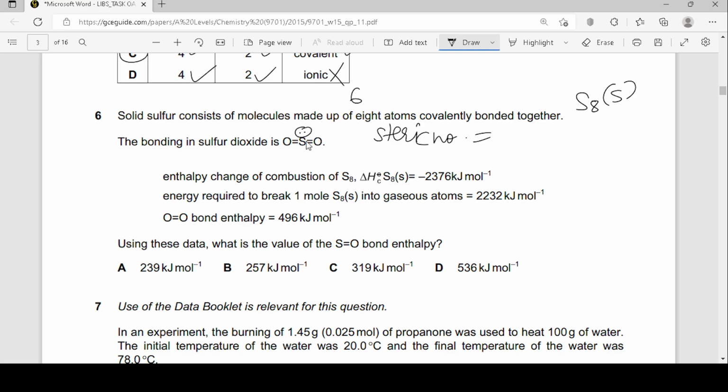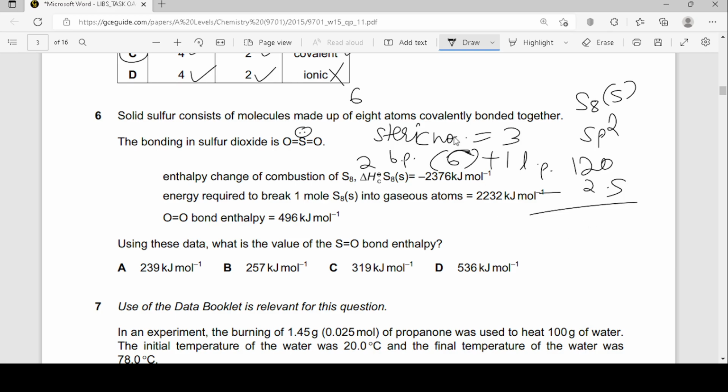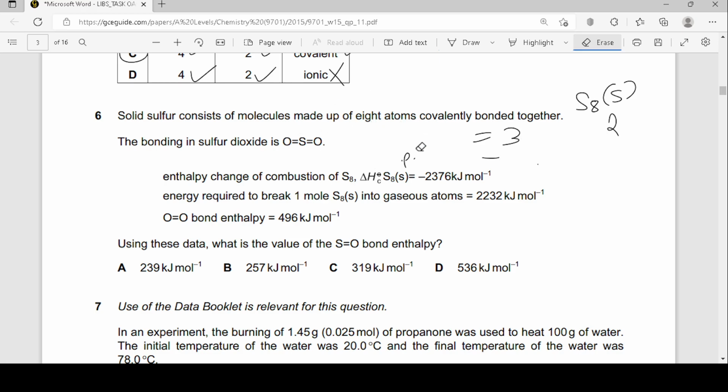So it has two bond pairs that are sigma. You do not count pi bonds when you're calculating steric number. 2 bond pairs that are sigma, and you have 1 lone pair, right? So steric number is 3. So it has sp2 hybridization, but its bond angle is not 120. It's 120 minus 2.5 because of the lone pair. Each lone pair reduces the bond angle by approximately 2.5. So 117.5 degrees is the bond angle. Anyways, it's not a question about bond angle. This is a question about enthalpy.